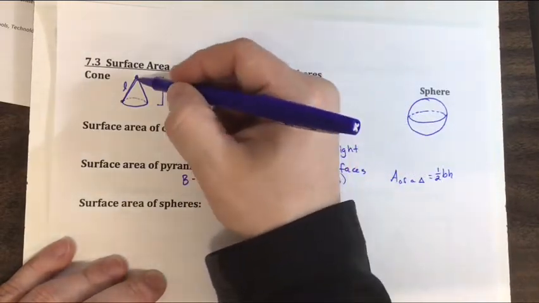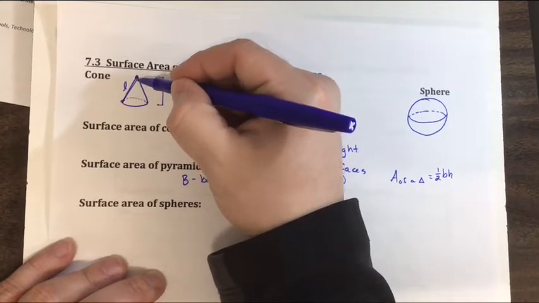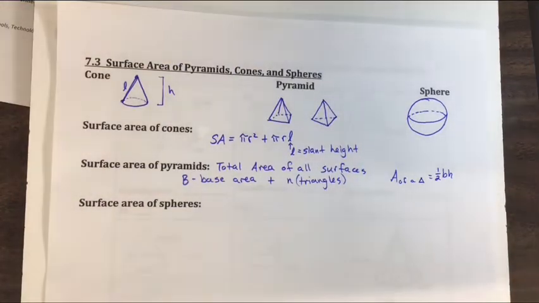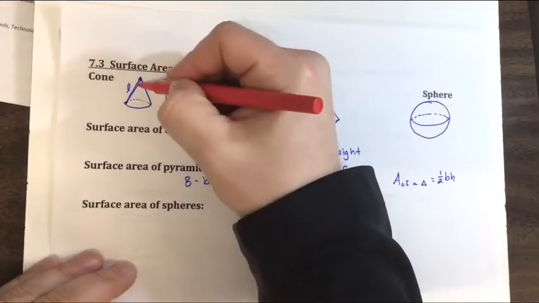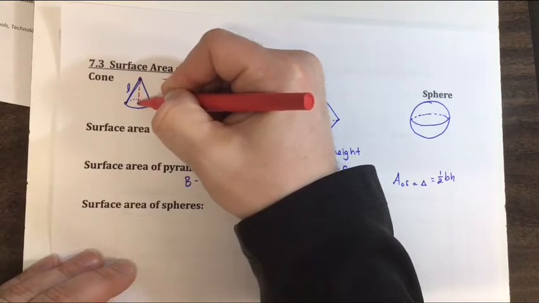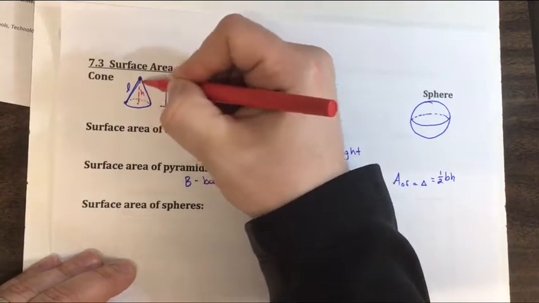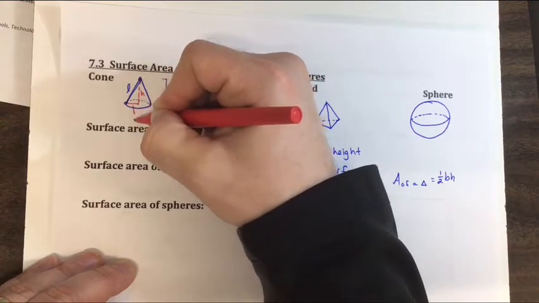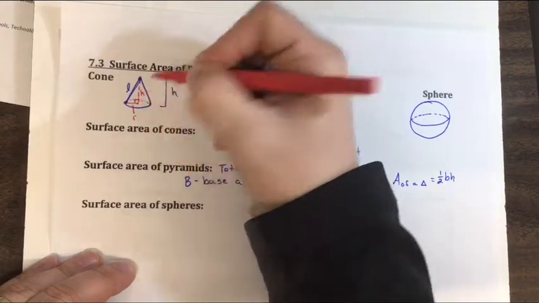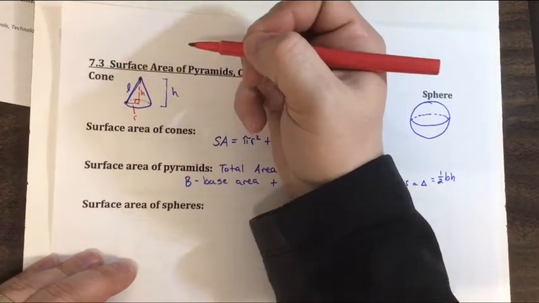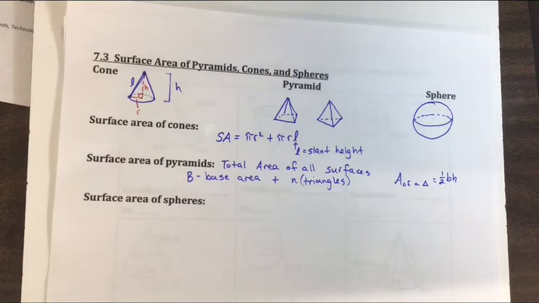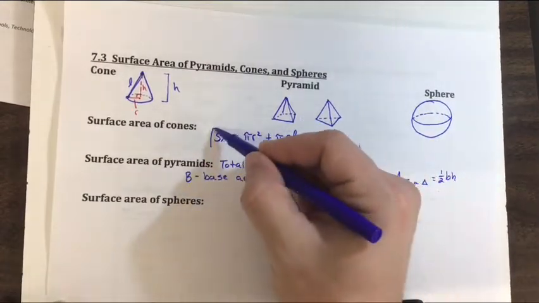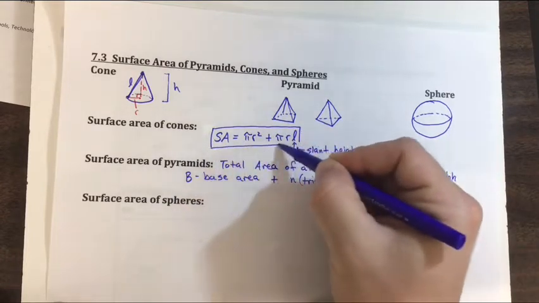We're going to talk about this more in class, but the height and slant height are two sides of what we could consider a right triangle, where this height down through the middle to the center of your circle is h, and that's one of the legs of a right triangle. The radius is the other leg, and the slant height is the hypotenuse. So we will end up using the Pythagorean theorem from time to time for this. But this is your surface area of cones formula.